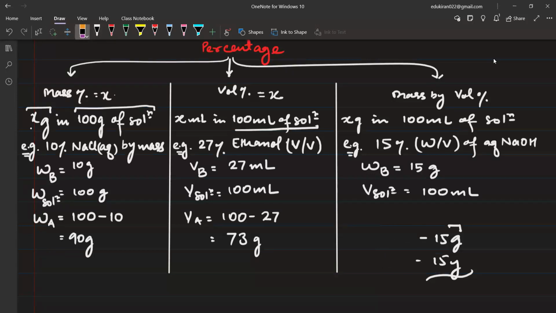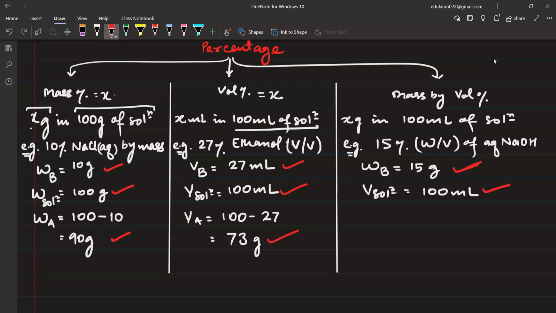So if you have mass percentage and volume percentage, then you get three pieces of information. You get the mass of solute, the mass of solution, and the mass of solvent, or the volume of solute, the volume of solution, and the volume of solvent. But in mass by volume percentage, you only get the mass of solute and the volume of solution. Okay, please write this down. Let me know once you're done.